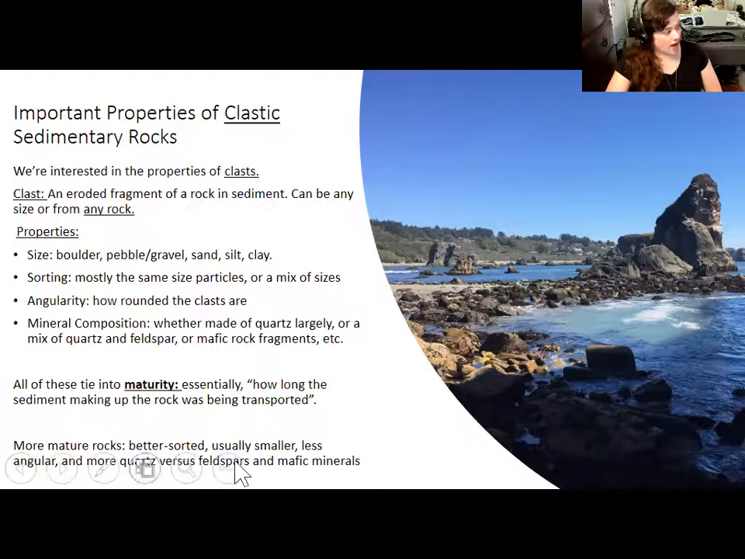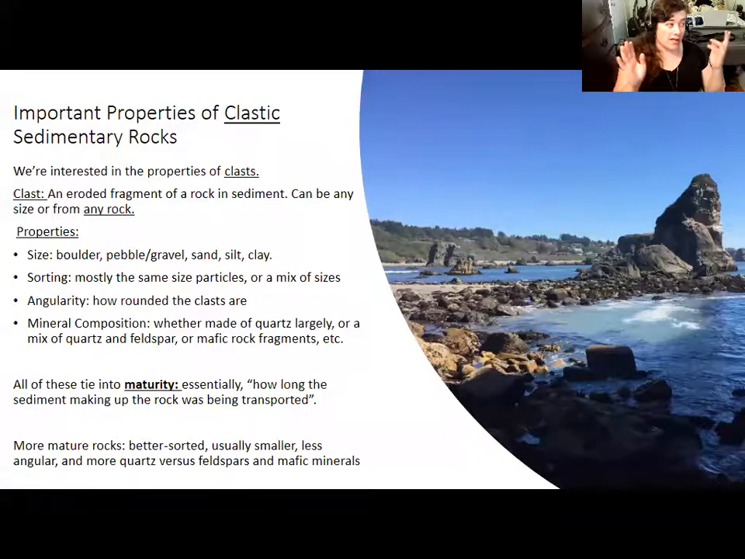And all of these tie into an overall concept that this lab doesn't really emphasize, but I did want to mention, and that's sediment maturity. And a mature sediment has been transported a long way. The idea is that with human emotional maturity, that people have had a long time to develop appropriate responses and get a sense of how to go out through the world.